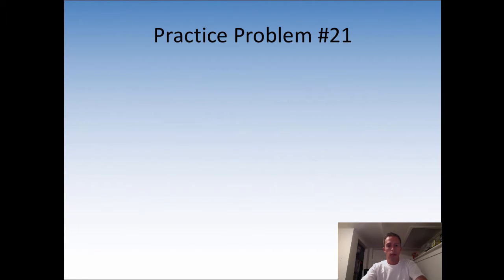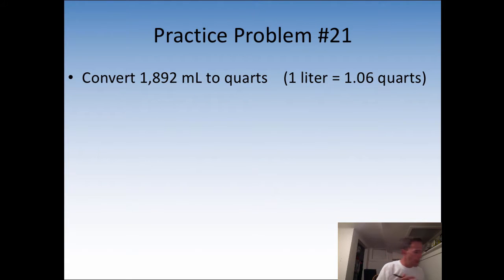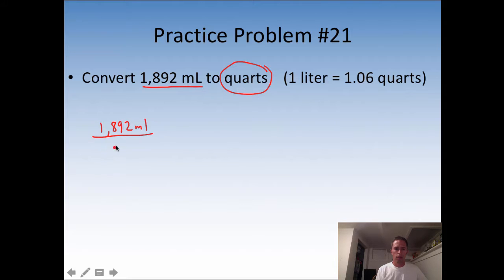Okay, practice problem number 21. So let's see, I've got just a few more. Convert 1,892 milliliters to quarts. 1 liter is equal to 1.06 quarts. All right, step 1. I always like to underline what they give us and circle what they're asking us to find. They gave us this. They're asking us for quarts, so I'm going to circle that. Now step 1, we always put what they give us, put it over 1. So 1,892 milliliters divided by 1 is step 1.